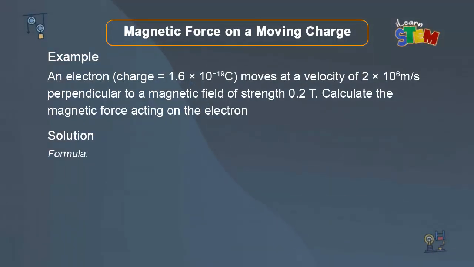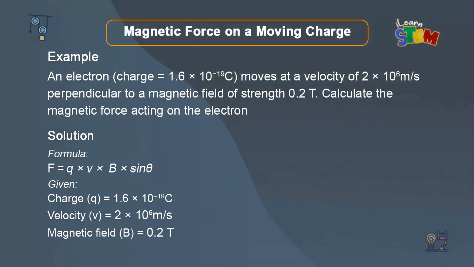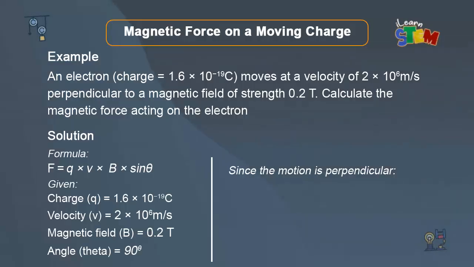Solution. The formula for the magnetic force is force equals charge multiplied by velocity, multiplied by magnetic field, multiplied by sine theta. Given values. Charge Q equals 1.6 times 10 to the power of minus 19 coulombs. Velocity v equals 2 times 10 to the power of 6 meters per second. Magnetic field B equals 0.2 Tesla. Angle theta equals 90 degrees. Since the motion is perpendicular to the field, the angle theta is 90 degrees. The sine of 90 degrees is 1.